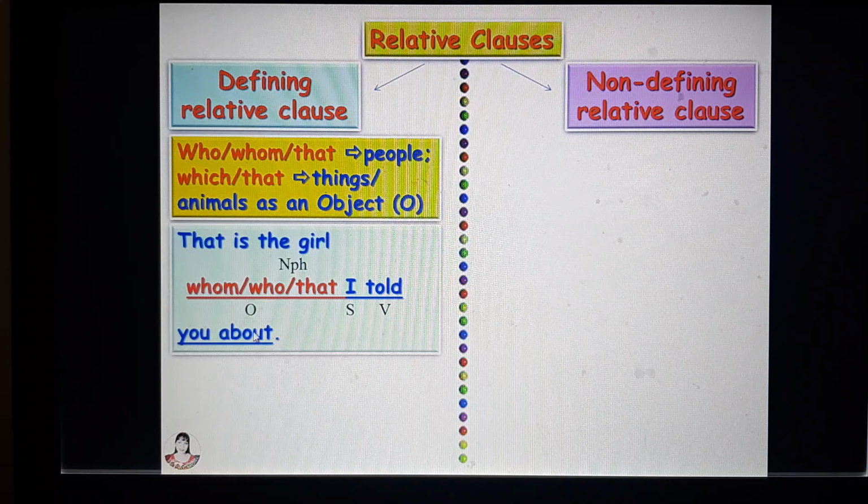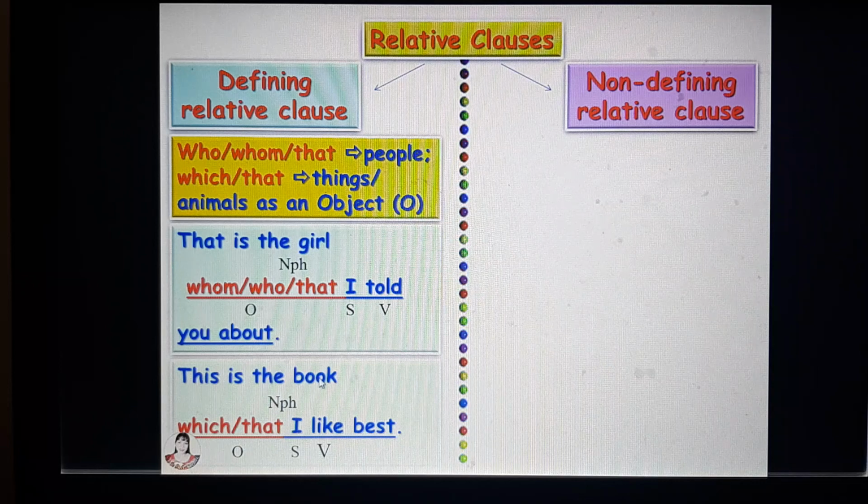Whom, that I told you about is a defining relative clause. The girl is the noun. Told is the verb, I is the subject, so whom, that is the object. You know, British people use whom in this sentence, but American people use who in this sentence. So Vietnamese people can use whom, that's okay.